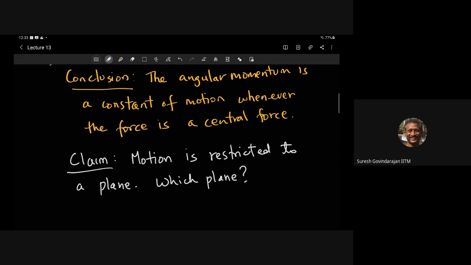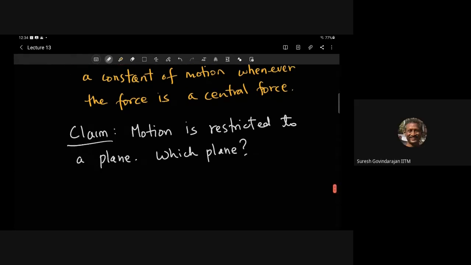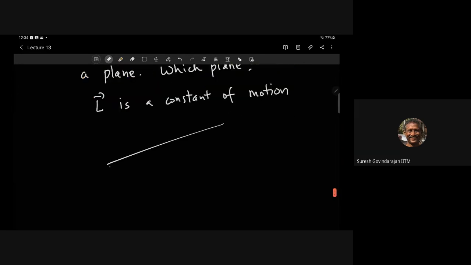So the question to you is, how do we prove this? Or at least tell me which plane. It will just be the plane perpendicular to r cross p, that is, L. So if we know this, we are already in business. We know that L is a constant of motion, so it doesn't change. So what will happen is that you draw this plane, and there's a normal vector to the plane. This is some normal vector, and this will be along L.